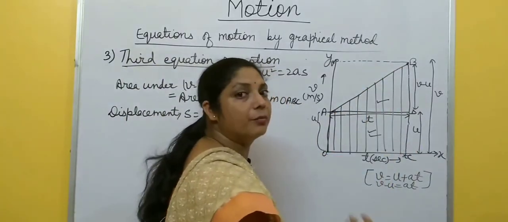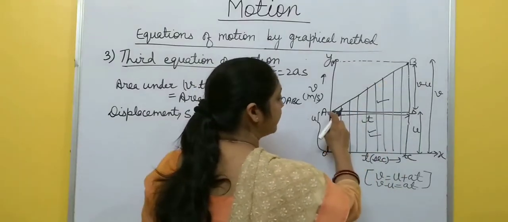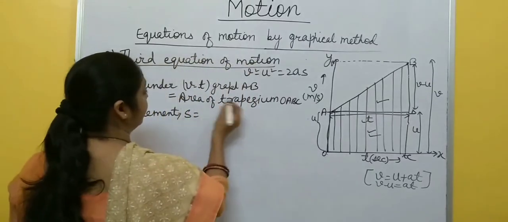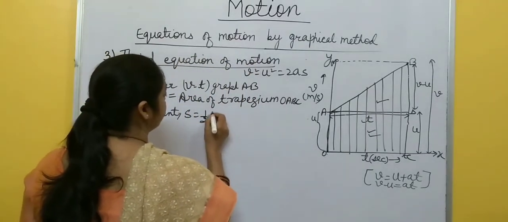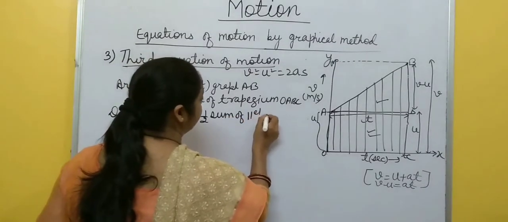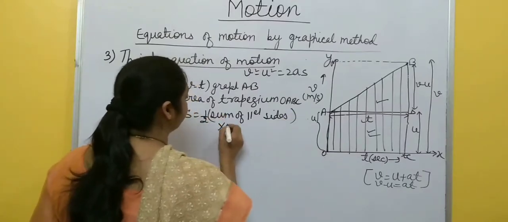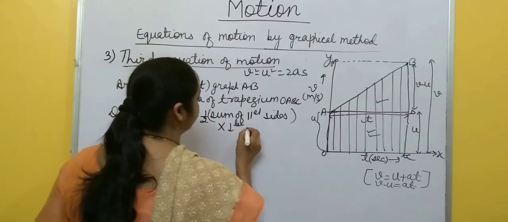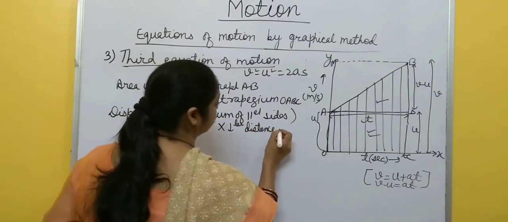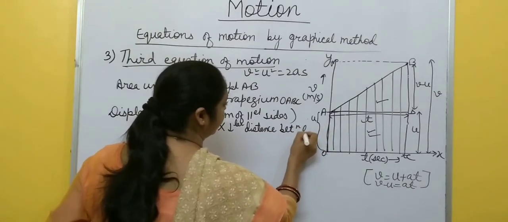OABC. What is the formula for area? Sum of parallel sides into perpendicular distance between them. So you can write area means half. I am writing the whole formula. Sum of parallel sides, into perpendicular distance between parallel sides, between them.